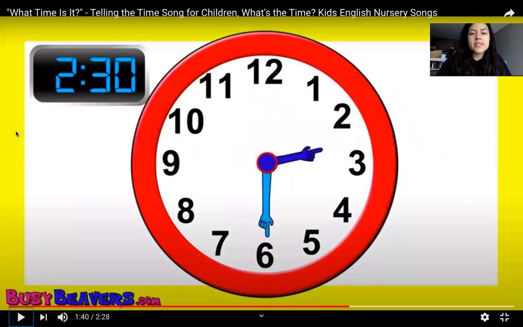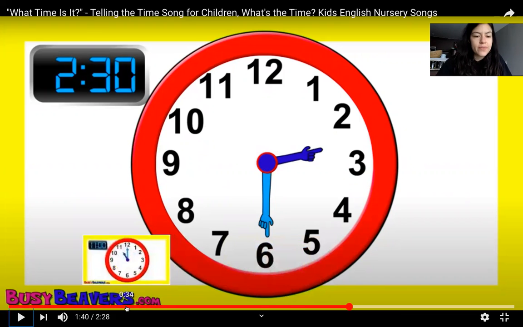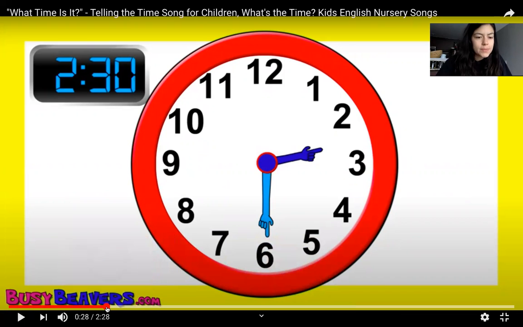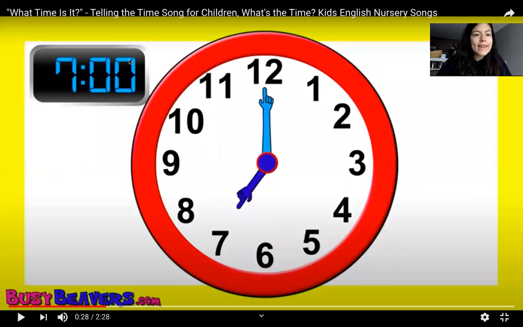Okay, we're not going to look at this section because this talks about how when the minute hand is on the 6, it's 30. But we don't need to do that this year. So I just want to go back to this part of the video. What I like about this part is how it shows you here in the corner what the digital time is in relation to what the time is on the analog clock.